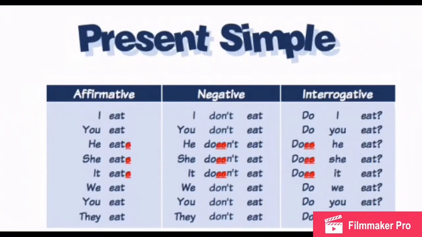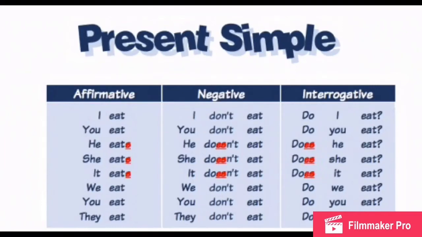In negative sentences, we have the auxiliaries don't and doesn't. For I, you, we, and they, you have to use don't. For he, she, and it, you will use doesn't. In this case, it is not necessary to add the s to the verb. Example: he doesn't eat, she doesn't eat.